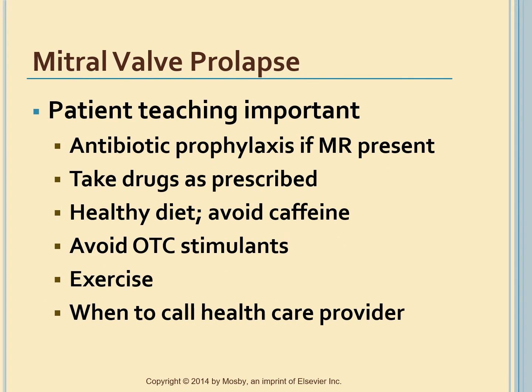So patients do need antibiotic prophylaxis to help prevent against IE, which is common. They should take medications as prescribed, such as the beta blockers, and they really want to avoid dehydration and avoid stimulants, which can lead to increased PVCs and PSVT.